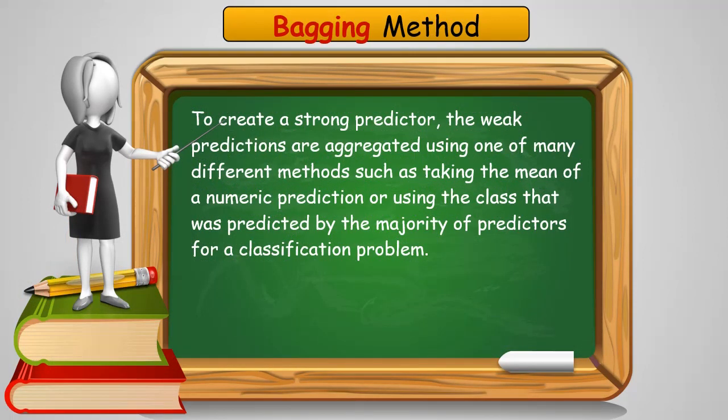So to create a strong predictor, the weak predictions are aggregated using one of many different methods, such as taking the mean of a numeric prediction, or using the class that was predicted by the majority of the predictors if it's a classification problem.